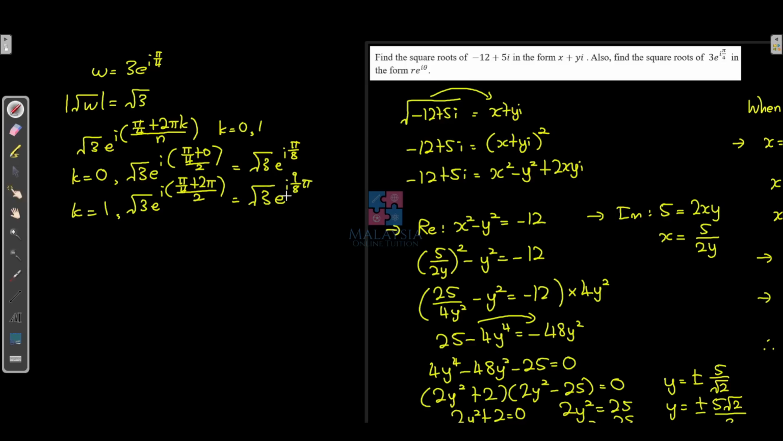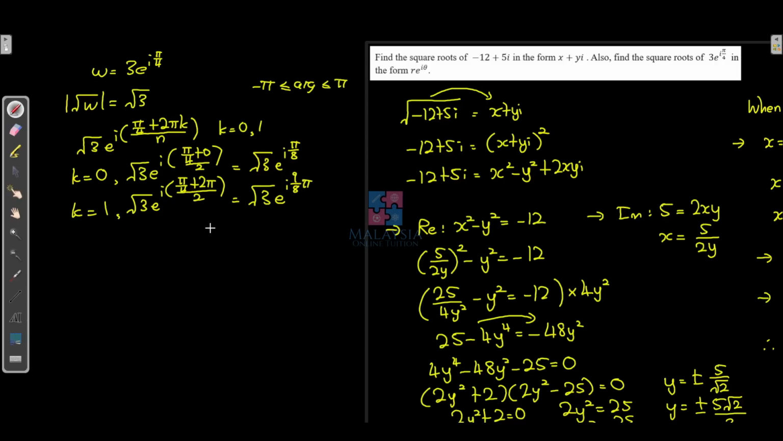But wait, before you say that this is the final answer, please realize that the argument must be between negative pi and pi only. So as you can see, 9 over 8 pi is already exceeding the range of this argument.